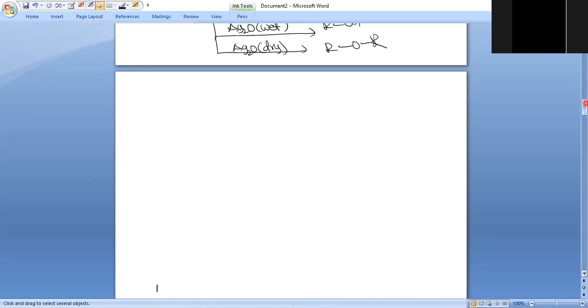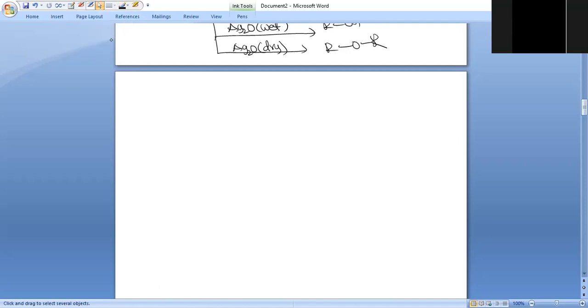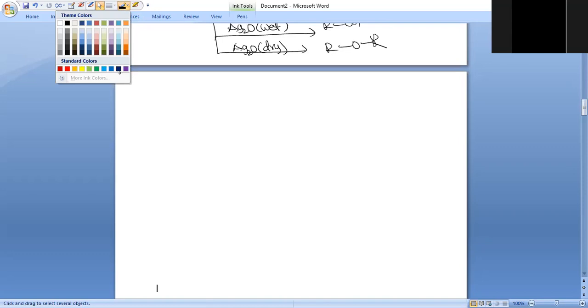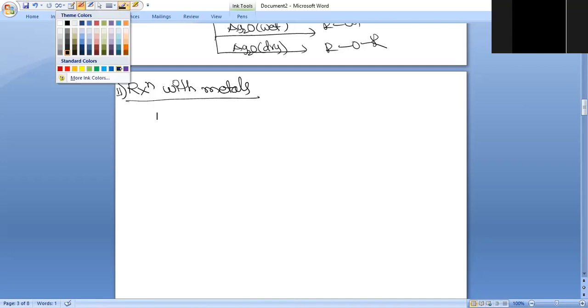Okay. Next one, once the SN reaction is completed, they are discussing a reaction with the metals. Heading-wise I'll give you in red: reaction with metals. First one was SN reactions, right? This reaction with the metals is the second type of reactions.